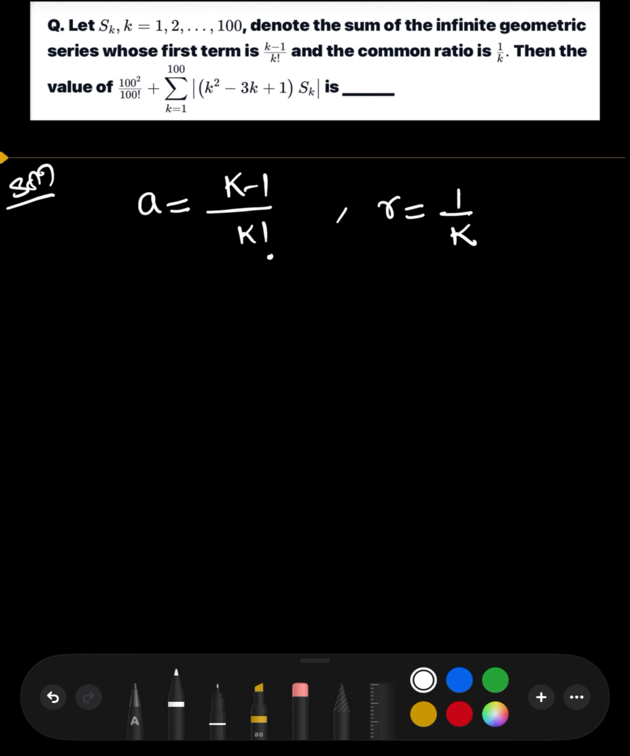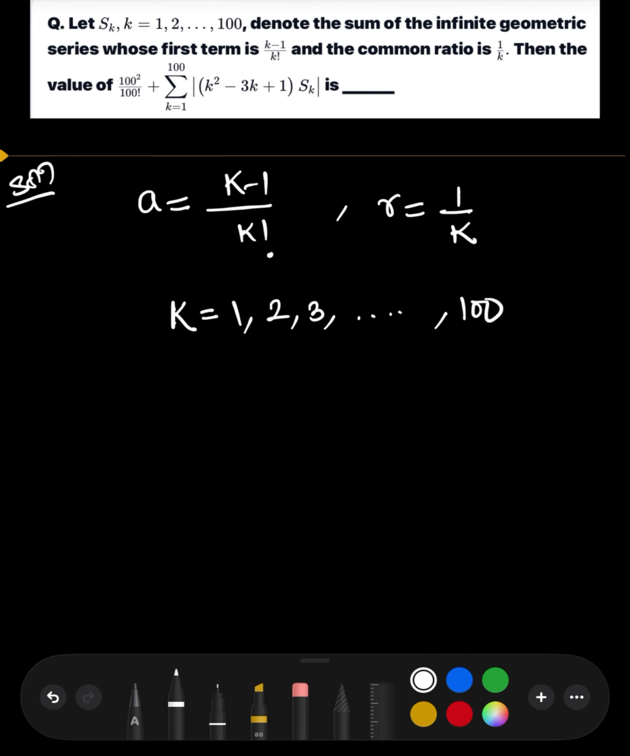Then we need to find the value of 100 square by 100 factorial plus the sum for k equal to 1 to 100 of the modulus of k square minus 3k plus 1 times S_k. Now they have given that k ranges from 1, 2, 3 and so on up to 100, right? Now what is S_k actually? It is the sum of the infinite geometric series, right?